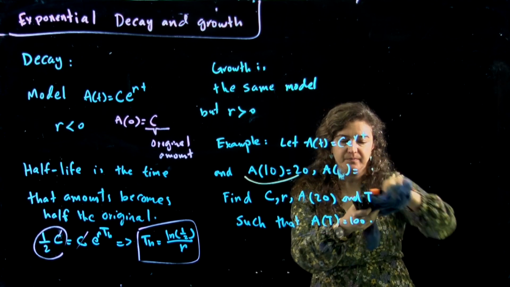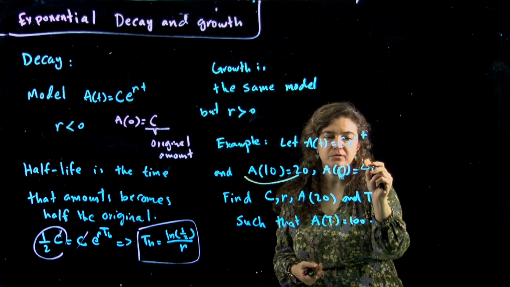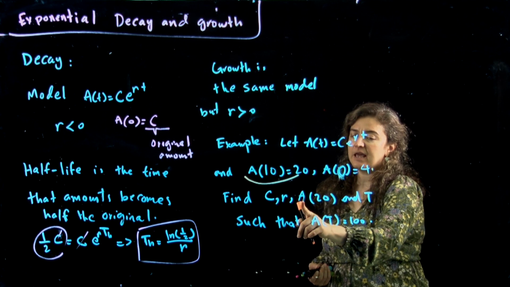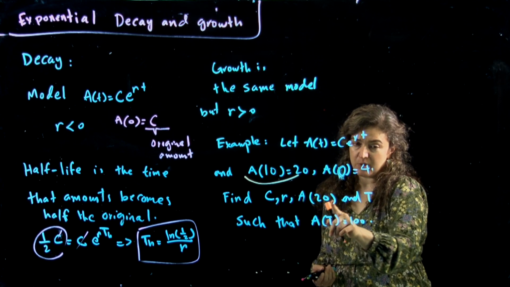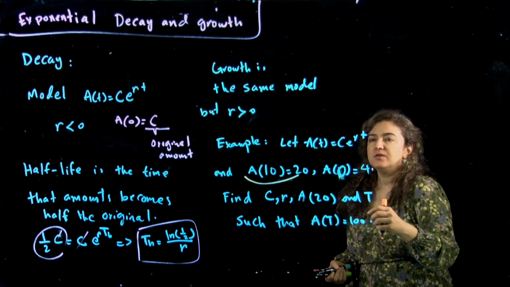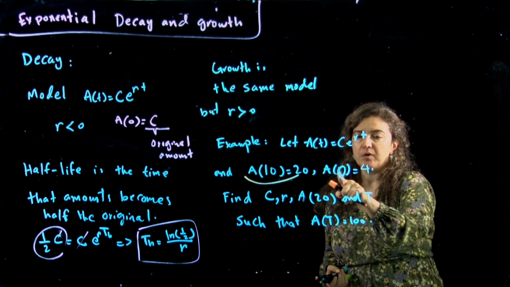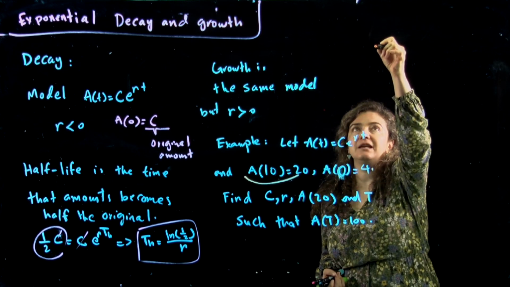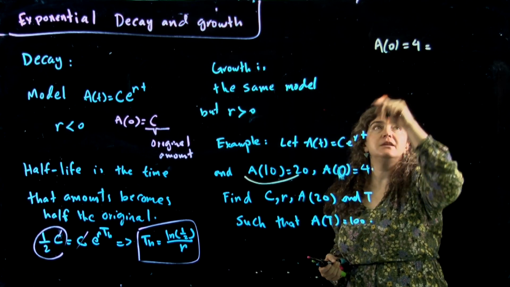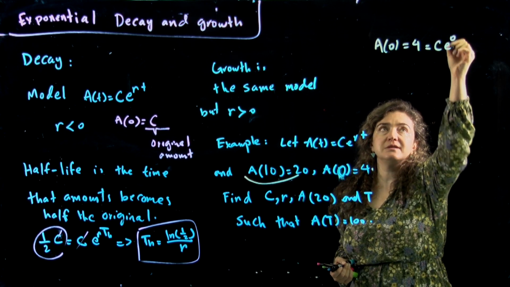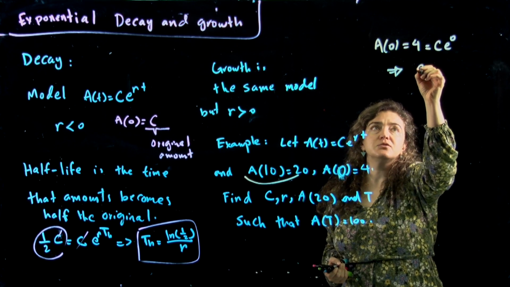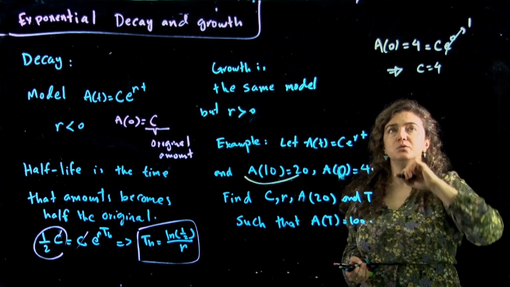A little bit more clear here, A of 0 equal to 4. And so we are going to use that to find c, r, A at time 20, and t such that A of t is equal to 100. So what do I know? A of 0 is equal to 4, so I plug in A of 0 equal to 4. Plugging in here gives me c e to the power 0. That means that c is equal to 4 because this part is equal to 1.